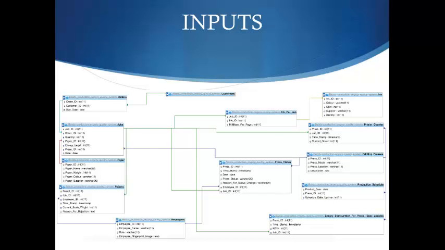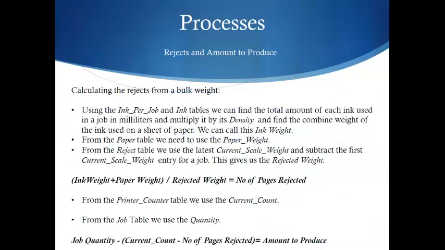Some of these processes that I was talking about, first of all we have to look at the rejects and how to calculate the actual amount of pages that were left to be produced on a run. So the first thing we had to do was to calculate the number of rejects from a bulk weight.